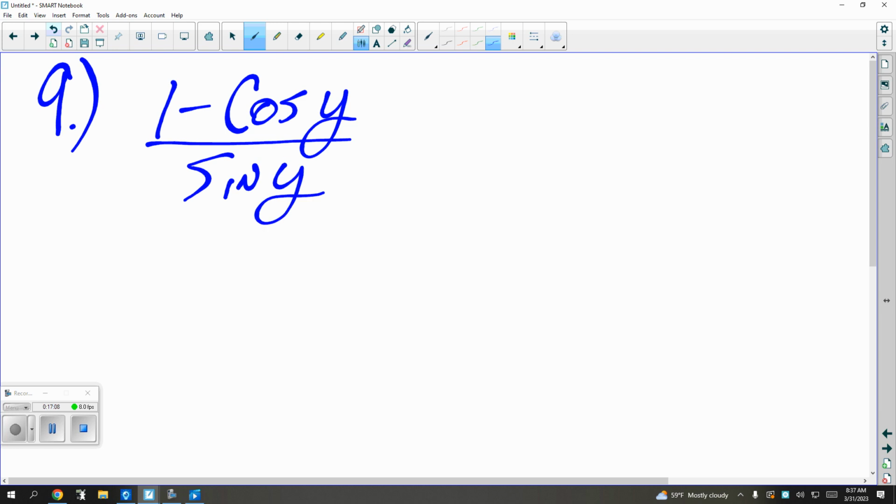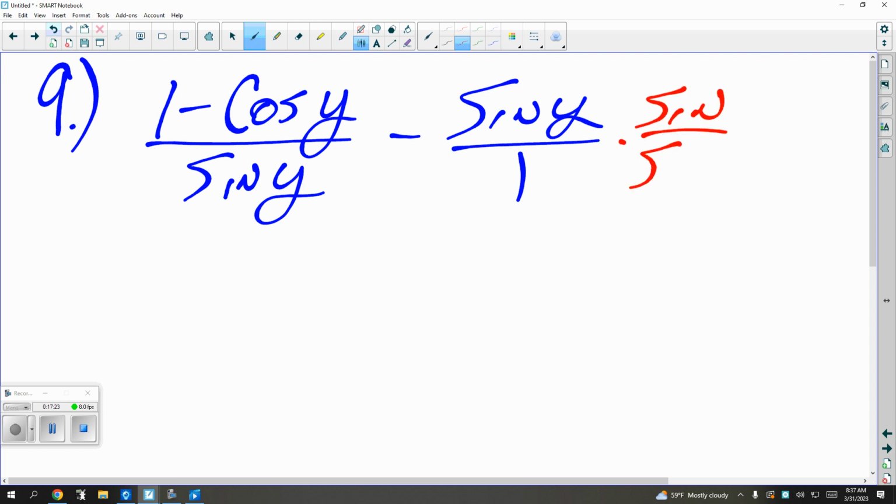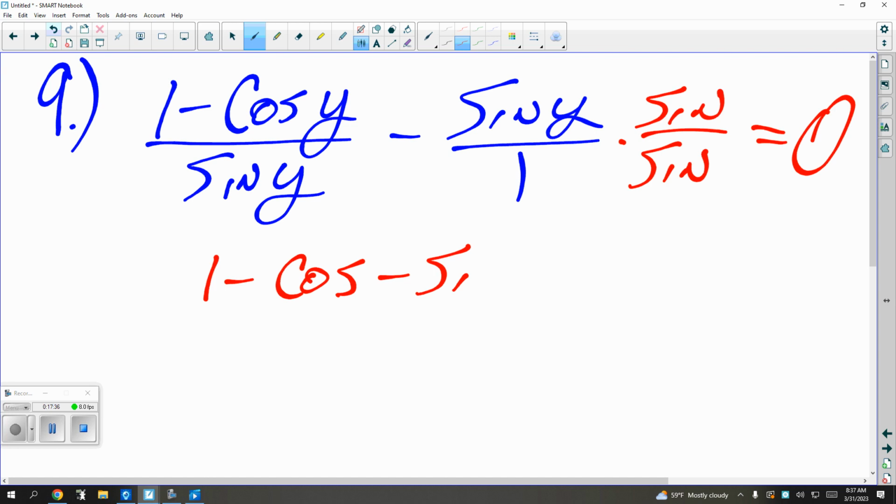And then I'm going to move the 5 sine over, so it's going to be minus sine y over 1. Okay, let's see if I can do that. So now I'm going to multiply this puppy just to get a common denominator. Oops. And then we'll see what happens. So it's going to be 1 minus cosine minus sine squared all over sine. One of these things is not like the others.